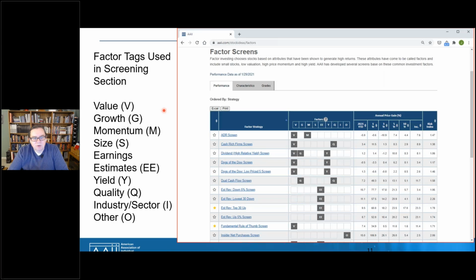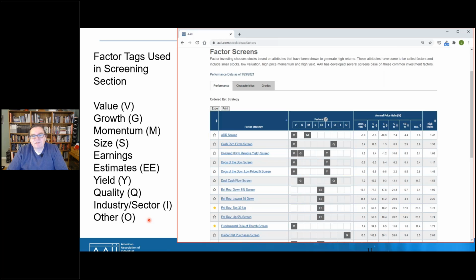We try to capture whether or not something has some element of value, growth, momentum, size, earnings estimates, has some dividend yield factor, has some level of quality requirement, whether it's perhaps segmented to a specific industry or sector, or we also have a broad category called other. I think insiders perhaps falls into that category, insider trade.